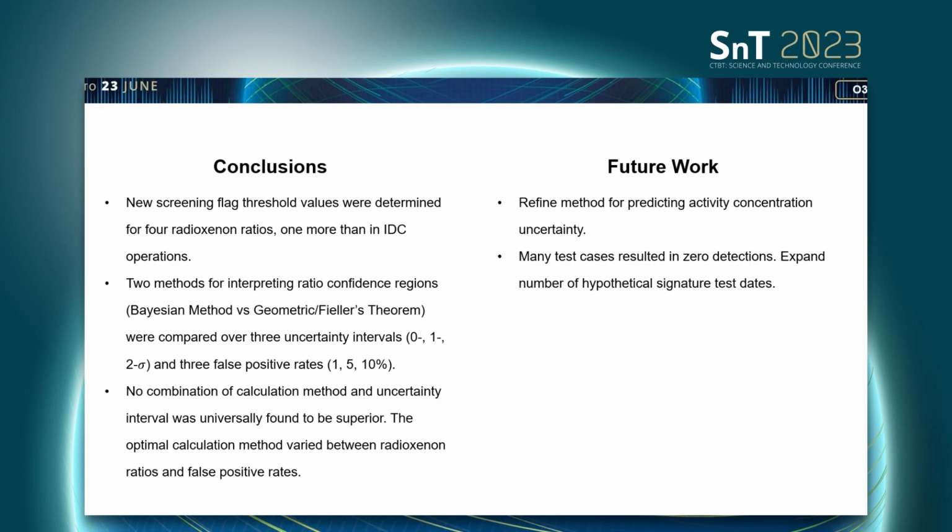So in the future, we would like to refine the method for predicting activity concentration uncertainty, and more importantly, to expand the number of test cases so that we can get more detailed information about the results of the hypothetical signature tests. Thank you for your attention. I'd be happy to take questions.